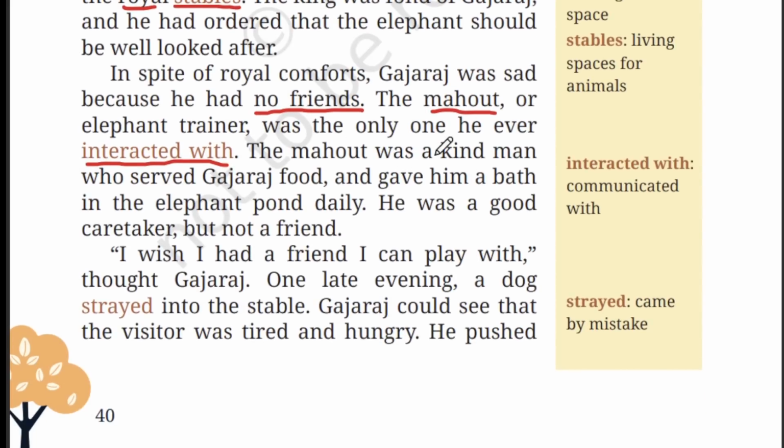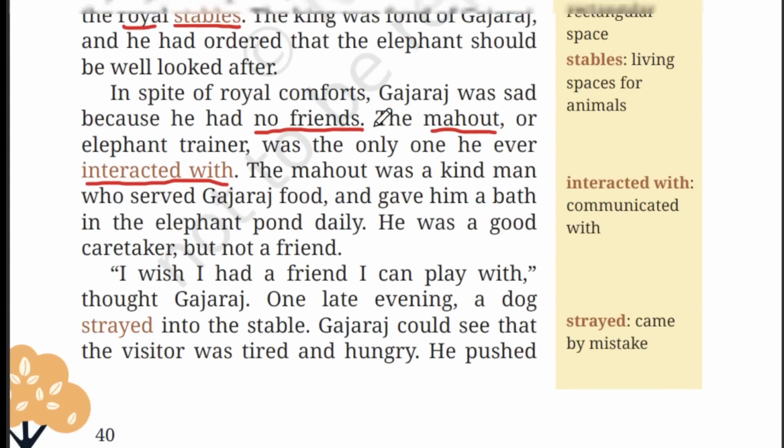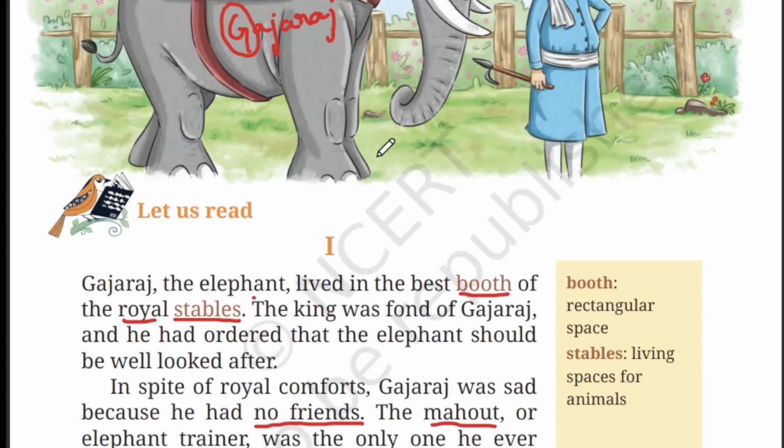The Mahout was a kind man who served Gajaraja food and gave him a bath in the elephant pond daily. He was a good caretaker but not a friend. So Gajaraja, what he did, he used to give a bath to the Mahout.